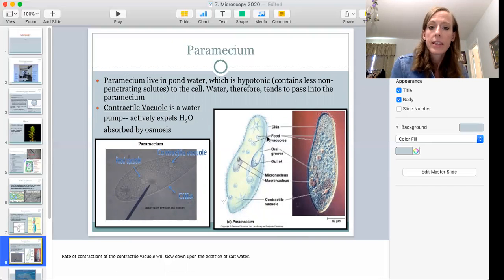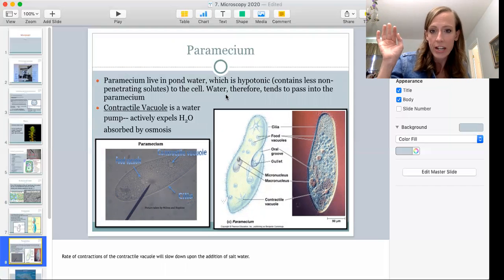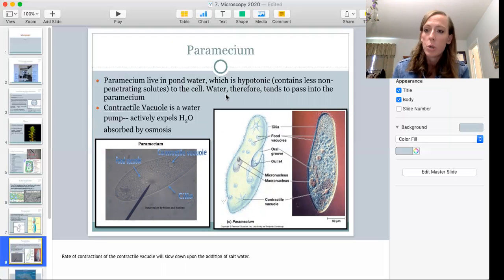As I said, they live in a freshwater environment, which is obviously different from a saltwater environment. And what this means is that the environment is hypotonic, so less particles, less solutes, to the Paramecium. So water naturally, I hope y'all are raising your hands, is going to go which direction? If it's in a hypotonic environment, less particles outside, water is going to be moving passively into our Paramecium.